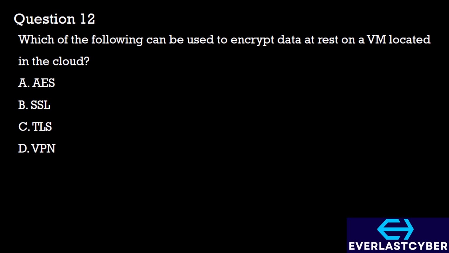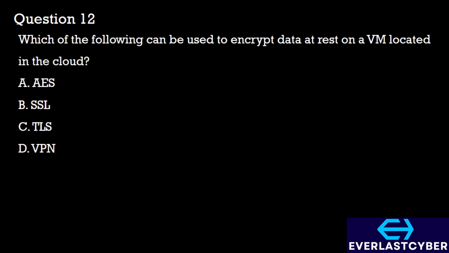AES, or Advanced Encryption Standard, is a widely used encryption standard that provides strong security for data at rest. SSL is used to secure data in transit over a network, but it does not encrypt data at rest. TLS is a successor of SSL, and it secures data in transit because it provides encryption between the client and the service over the network, but it does not encrypt data at rest. VPN encrypts data in transit over a network, but it does not encrypt data at rest.